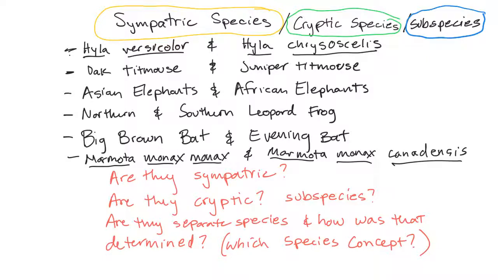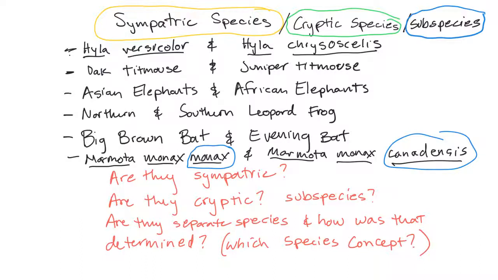They're subspecies. So the canadensis is a subspecies of monax. When naming subspecies, they actually add this third name. Here, I'll use the same color. Our genus and species, our specific epithet, is Marmota monax, but for subspecies, they add a third name on there. So the canadensis is found in Canada, believe it or not, whereas the monax is found in the eastern United States.